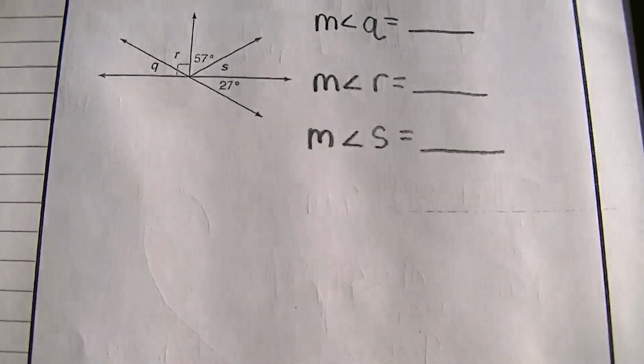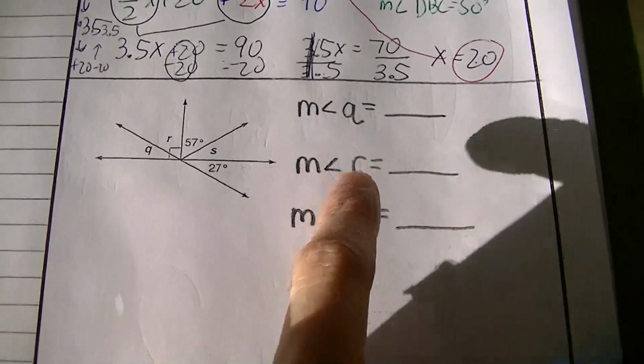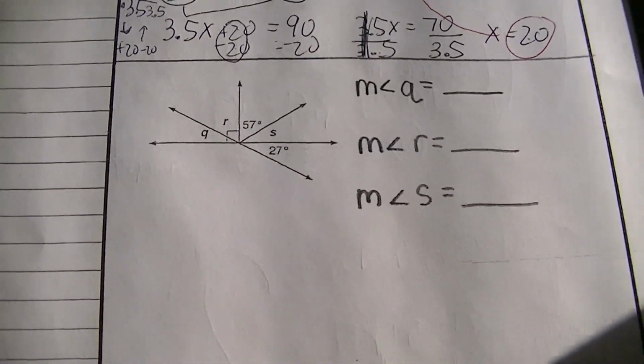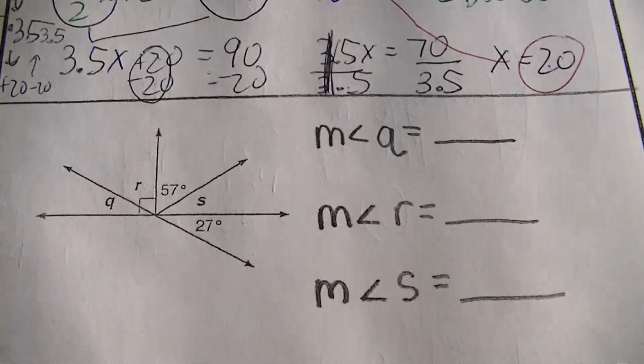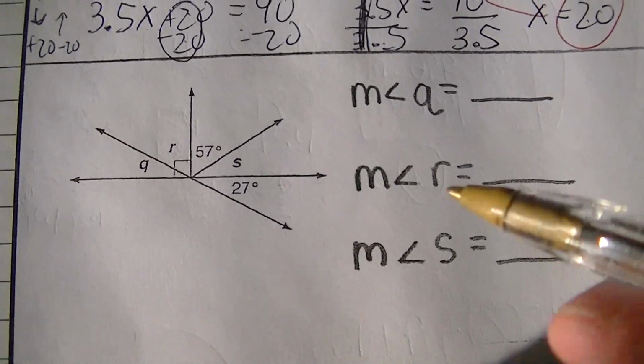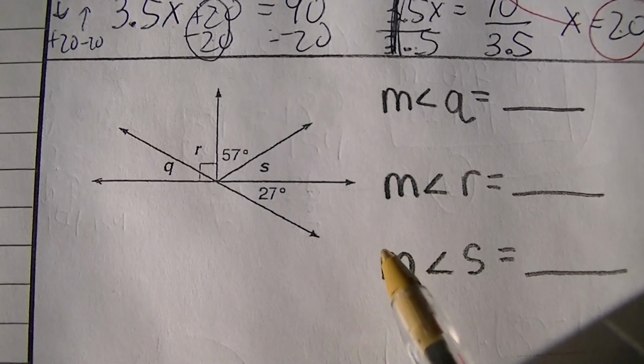The next problem. Looks like we've got to find the measurement of angle Q, angle R, and angle X, okay? So, gosh, when I'm looking at this, they give us some information right here, but it might be kind of hard for some people to start.